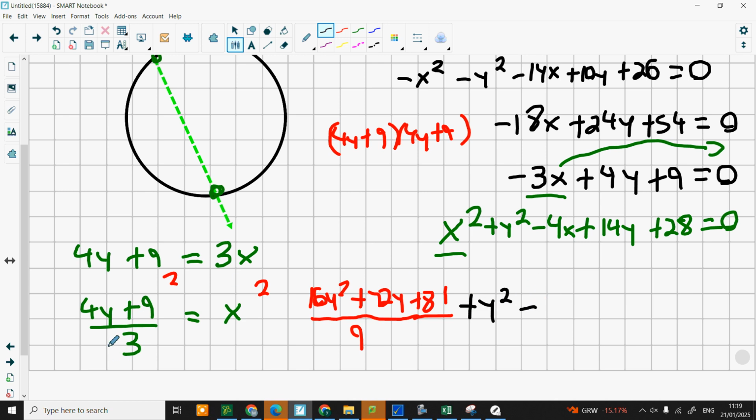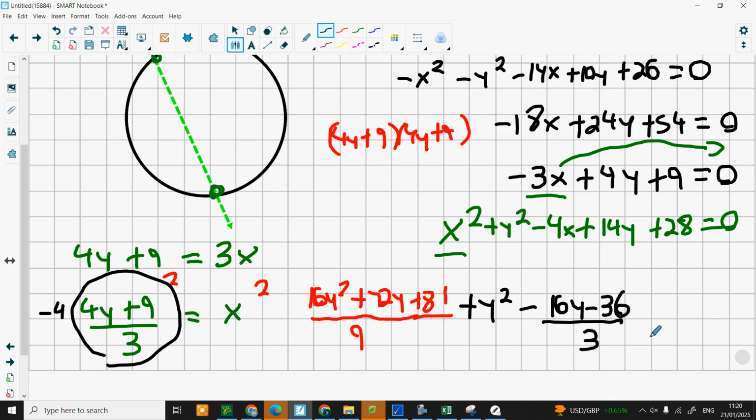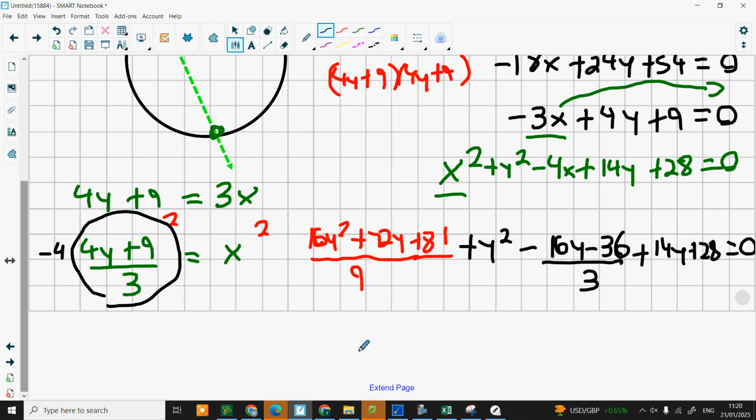And then 4 times this minus 4 times this, because we're doing minus 4x. So what's that? Minus 16y minus 36 all over 3. My 14y and my 28 equal to 0. You go. Okay. Now, we're going to get a common factor here, aren't we? What do you think the common factor should be? 9. Okay. So I'm just going to get rid of that because I'm going to make everything in 9 anyway.